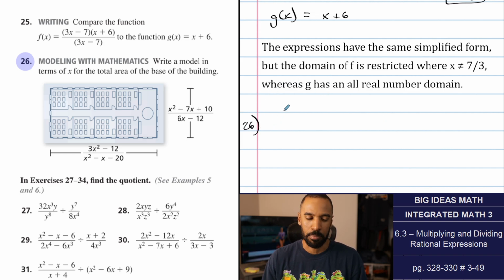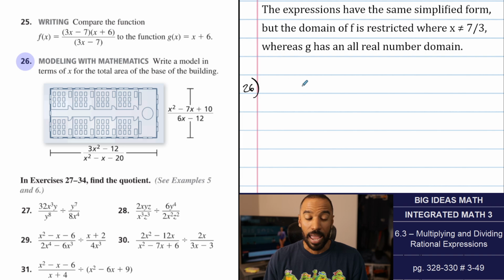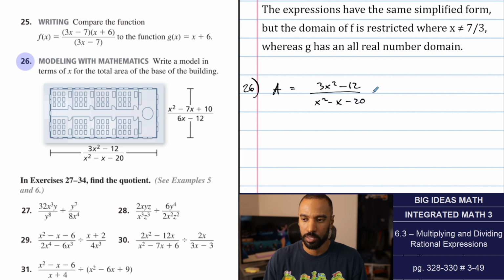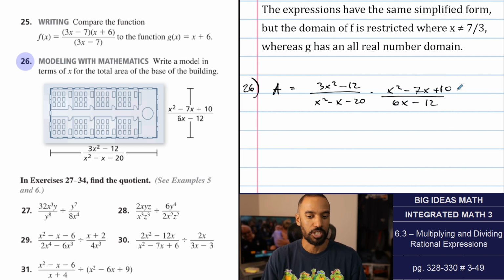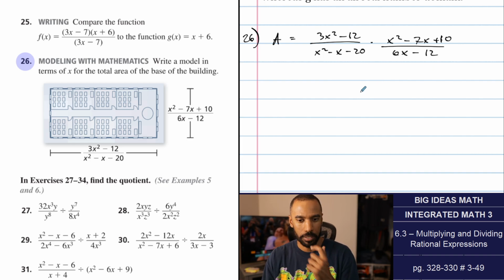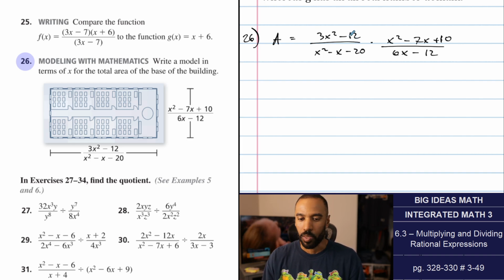Number 26. Write a model in terms of x for the total area of the base of the building. Area is base times height. So area equals 3x squared minus 12 over x squared minus x minus 20 times that. All right, they're not just saying write it. I'm sure they're saying simplify it, right? Take care of it.